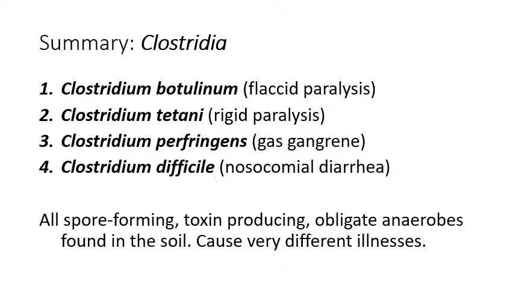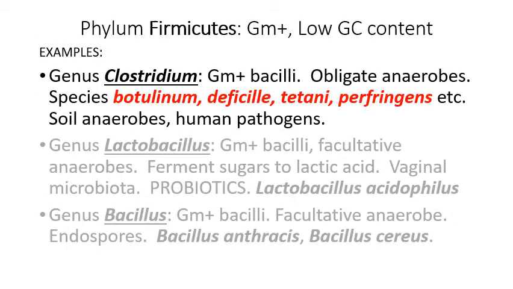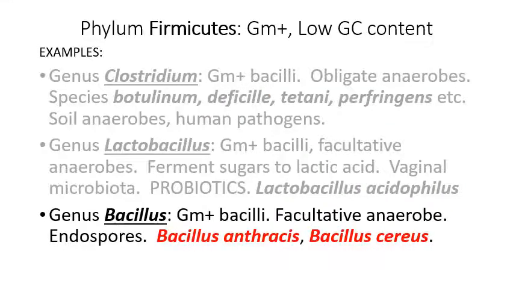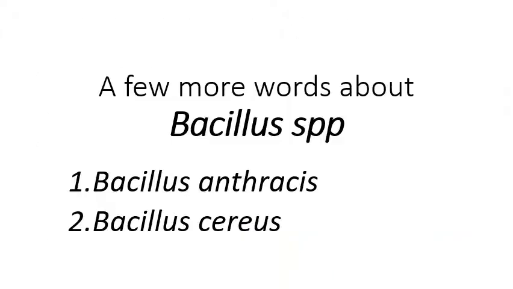So there they are, the four bad guys of the Clostridium genus: Clostridium botulinum, Clostridium tetani, Clostridium perfringens, and Clostridium difficile. All right, we already know about Lactobacillus acidophilus. And now, Bacillus anthracis and Bacillus cereus. Okay, so a few words about these two.